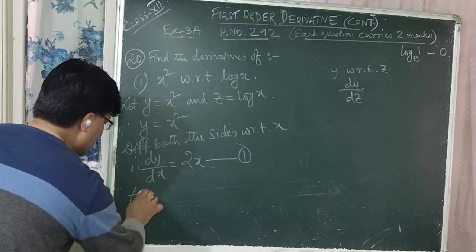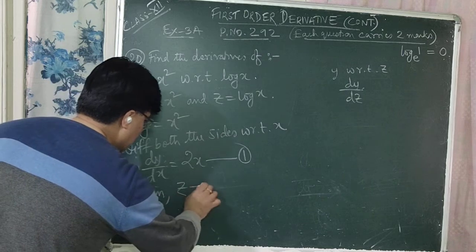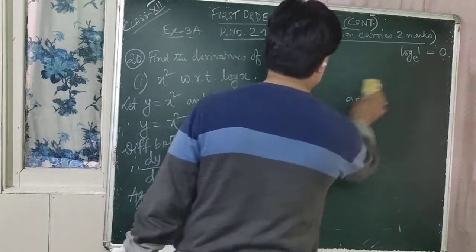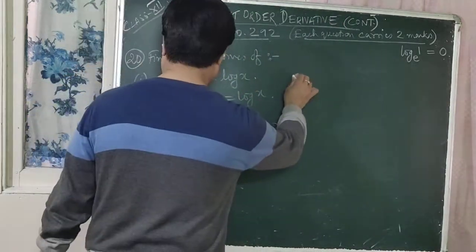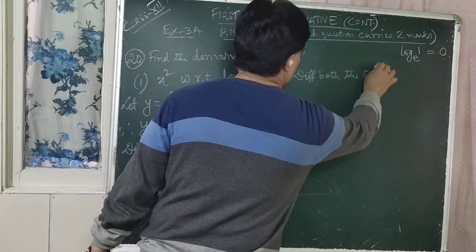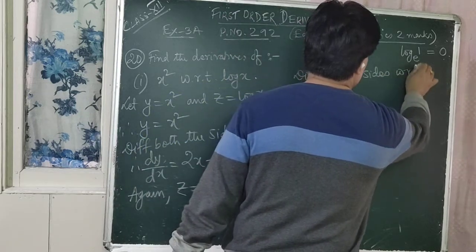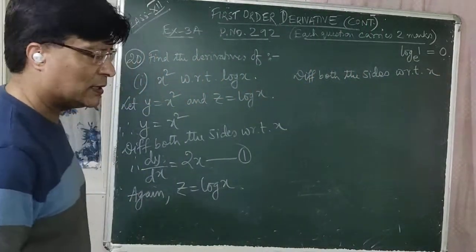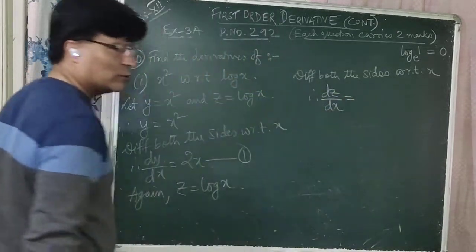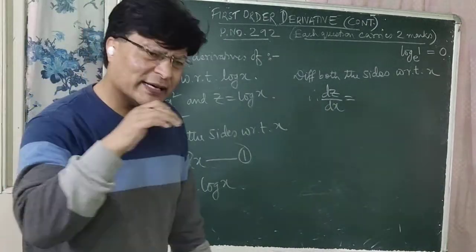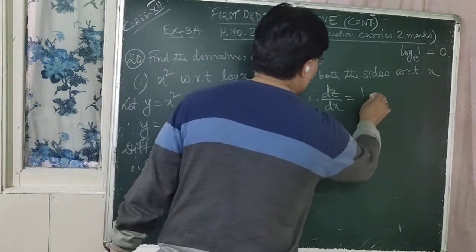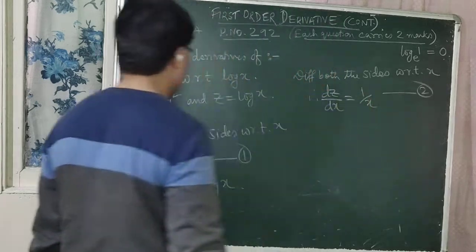Again, what is the second equation? It is z is equal to log x. Let us differentiate both the sides with respect to x. So what is dz by dx? dz by dx is equal to d by dx of log x. No need of writing again, just directly differentiate it. What is the differentiation of log x? It is 1 upon x. Let us mark it number 2.